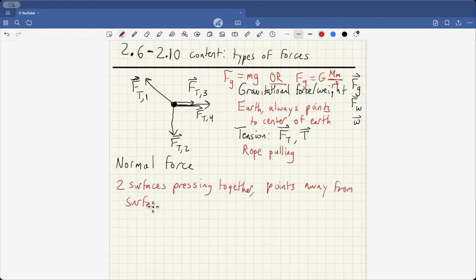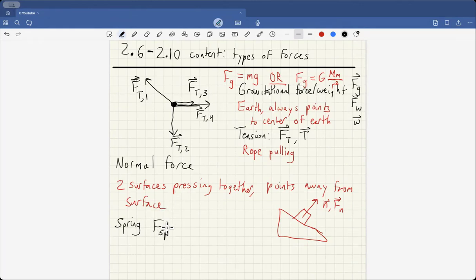So if I were to say that I have like a box on a ramp or something, well, then the ramp would exert a normal force on the box, and that normal force, which could either be N or F subscript of N, would be pointed directly away from that surface. Notice how it's normal or perpendicular to that surface, or at least it would be if I'd drawn it a little bit better. So, you've also got spring force caused by springs stretching or compressing.